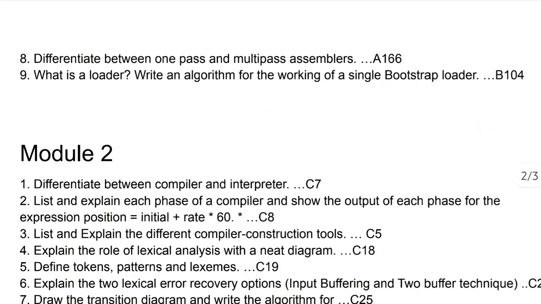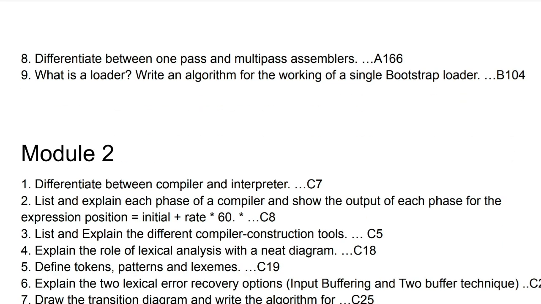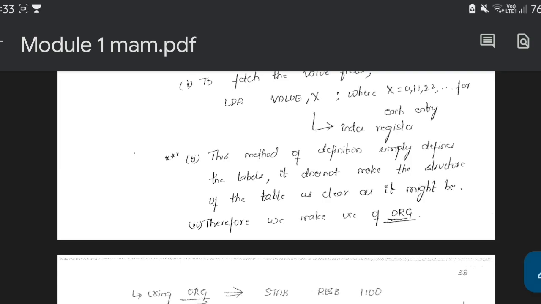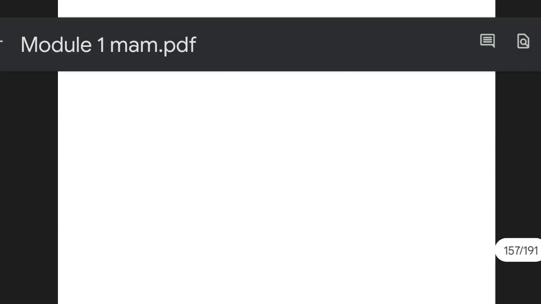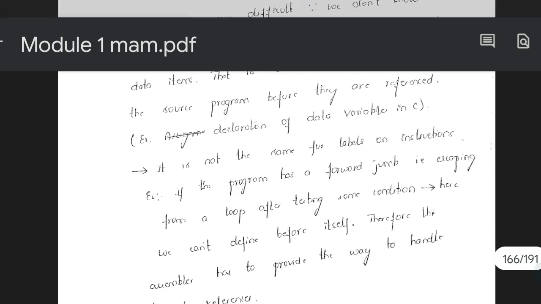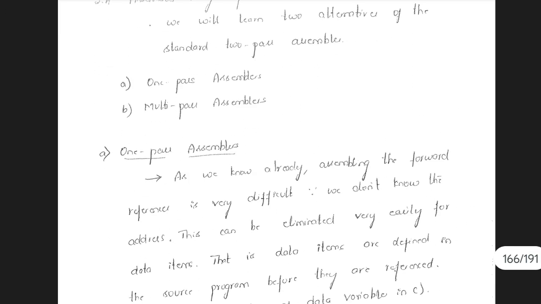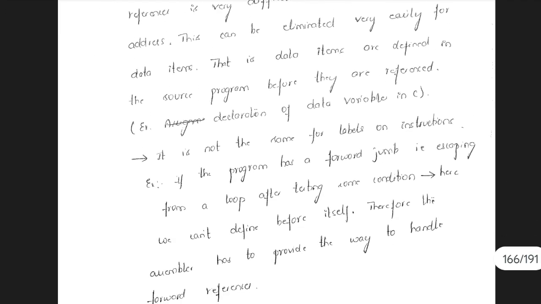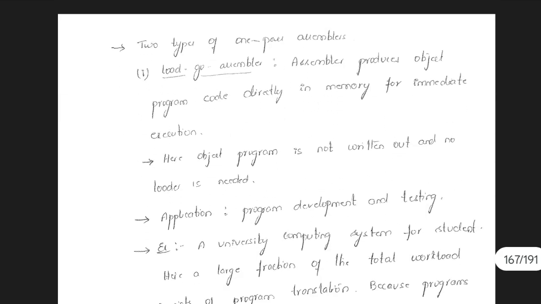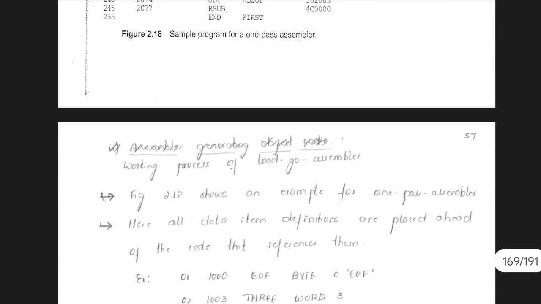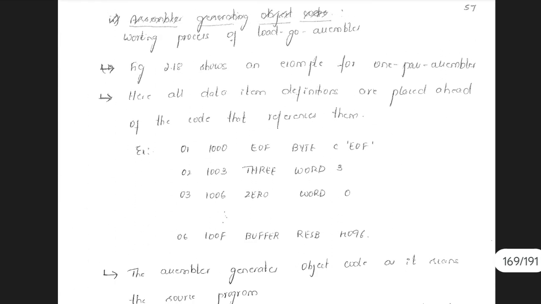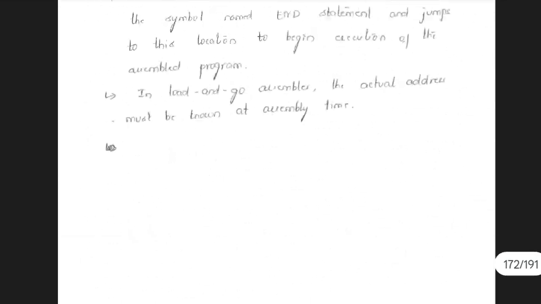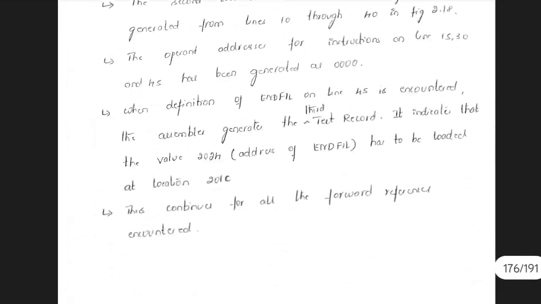Okay, then we have differentiate between one pass and multipass assembler, page 166. So let's see what is there. Okay, so this is the page number 166. One pass assembler means there will be just one pass and all the references will be done. And what we need is a multipass assembler only when there are references which cannot be passed in one pass. What I mean is, if I show you an example, it will be more clear.